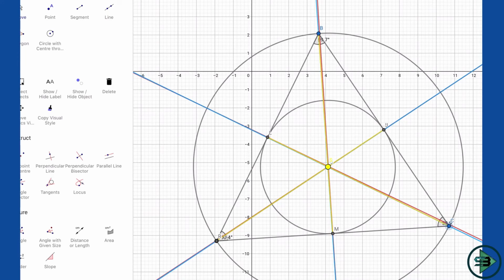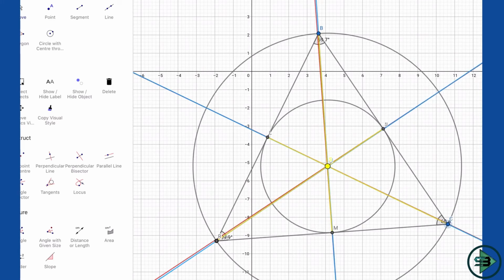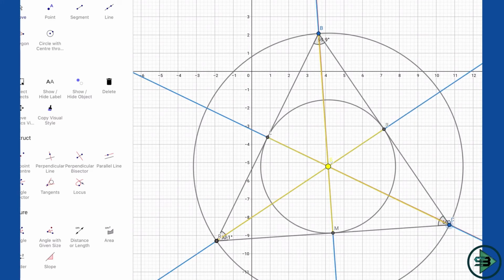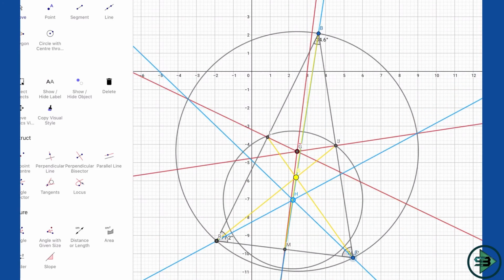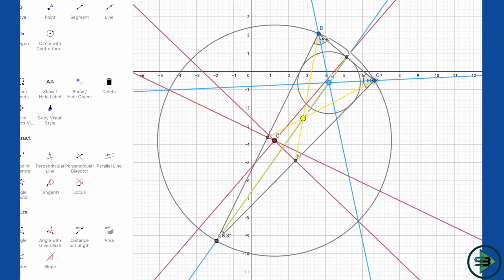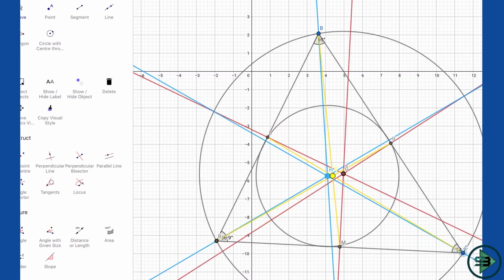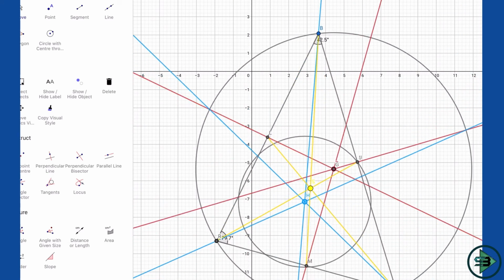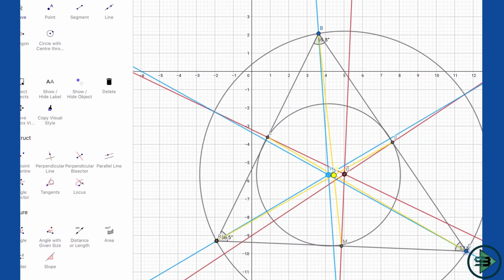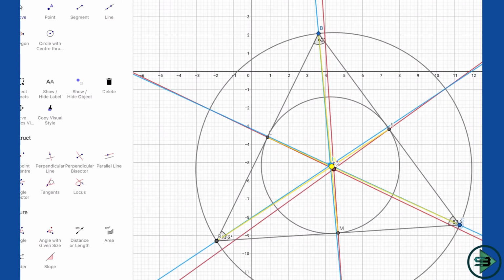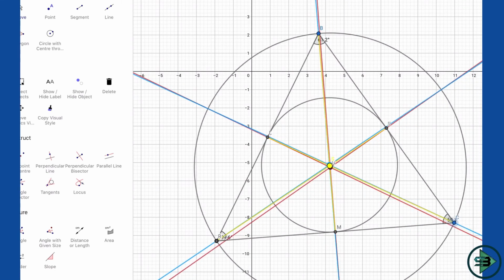See, all the angles are now approximately 60, so they are becoming equal. Circumcenter is equal to incenter is equal to centroid. So the intersection of the perpendicular bisector, angle bisector, and the median becomes equal if it's an equilateral triangle. This is one of the most important properties that you should know. If I make it any other triangle, they will all be different points. But if I make it an equilateral triangle, all three will be one and the same.